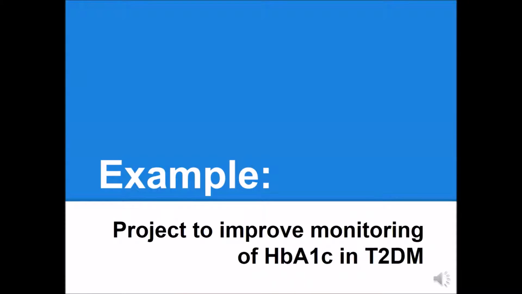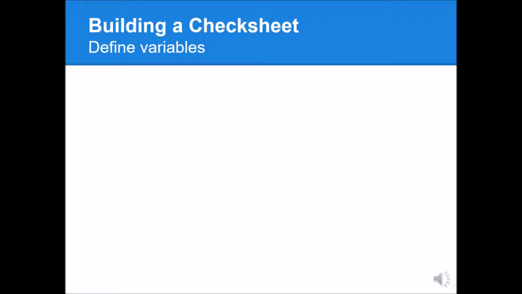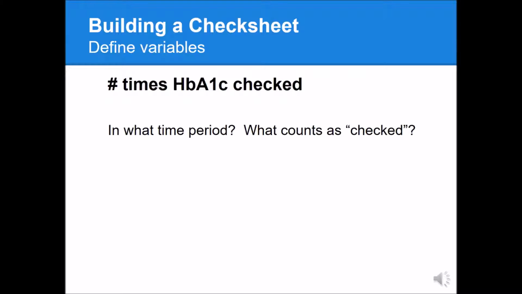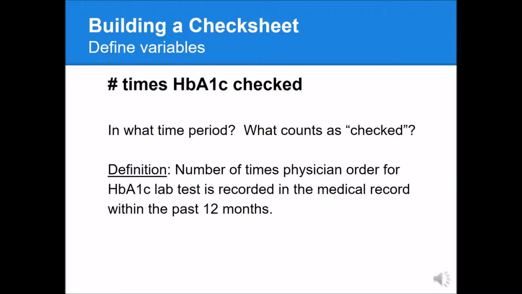Okay, we're going to go through a couple of quick examples. First, let's say we're doing a project to improve monitoring of hemoglobin A1C levels in diabetic patients. Let's say that one of the variables we want to keep track of in this project is number of times hemoglobin A1C was checked for each patient. In planning for a check sheet, we need to be specific about what time period we're talking about and what counts as checked or not checked so that every data collector is on the same page. So a specific definition would be the number of times that a physician order for hemoglobin A1C is recorded in the medical record within the past 12 months.